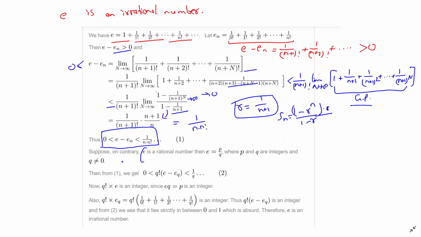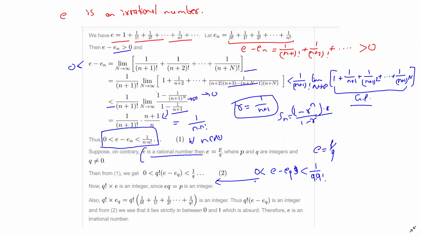So now suppose, on the contrary, suppose e is a rational number, so we can write e is equal to p divided by q, where p and q are integers, where q not equal to 0. So what we can write then, see here, in place of n we can write q, right? Because this is true for all n, right? So we can write e minus Eq, in place of n we can write q, and 1 upon q into q factorial.